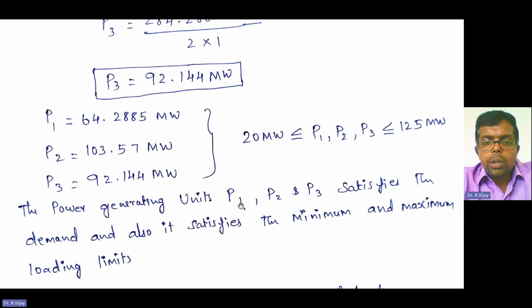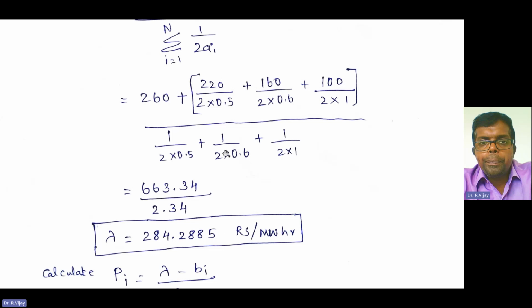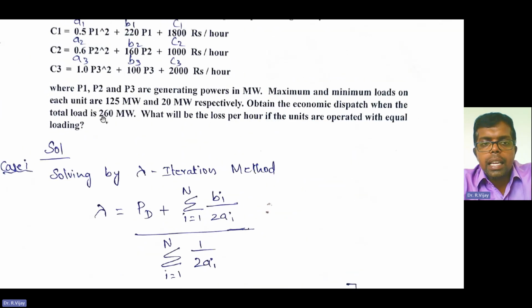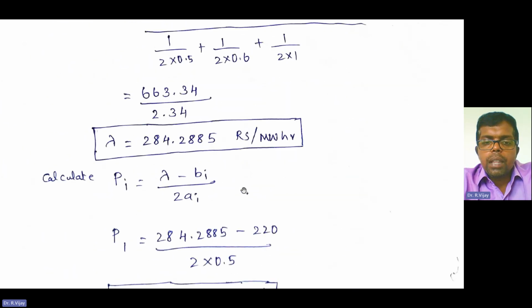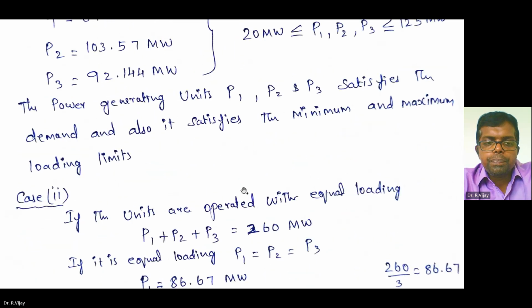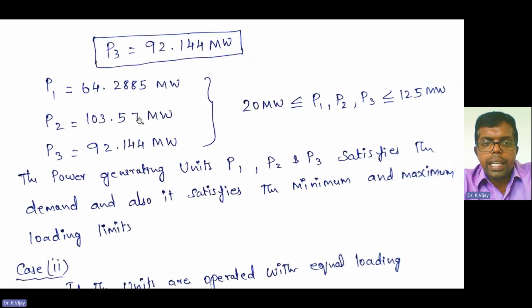Here the power generating units P1, P2, and P3 satisfy the demand and also satisfy the minimum and maximum loading limits. The demand given is 260 megawatt. So we are getting approximately 260, like 259.999. It is approximately equal to 260 megawatt. It is satisfying the demand, and all the generating units are within the 20 megawatt and 125 megawatt limits. So this condition is satisfied.